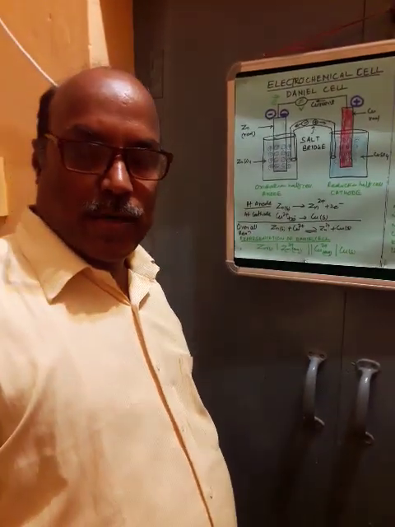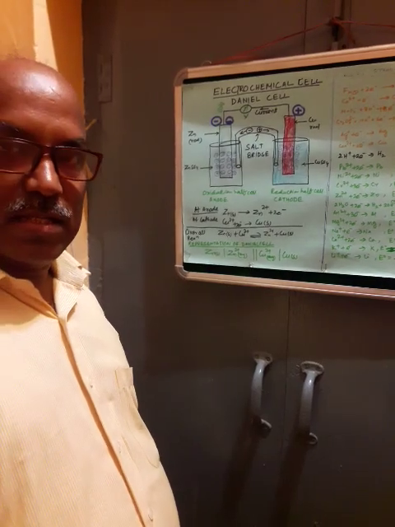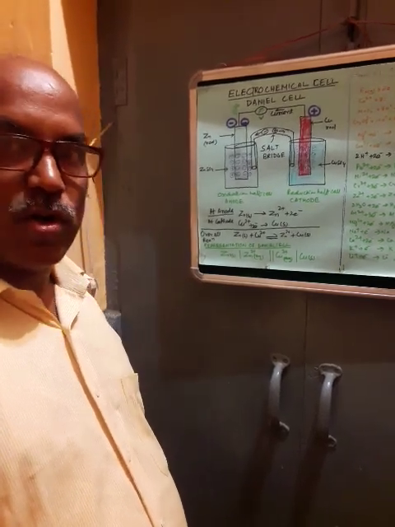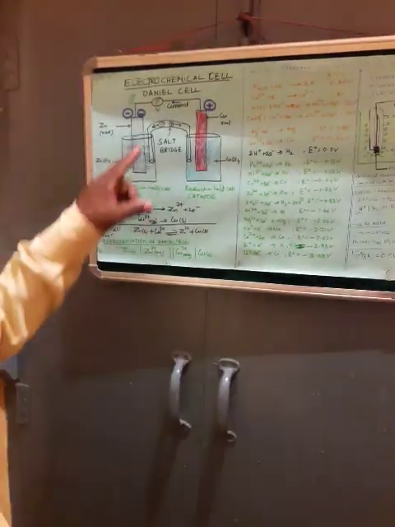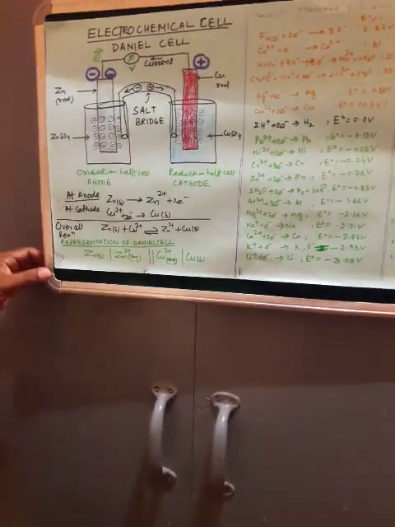Okay, students, today we will discuss the electrochemical cell. The first part of electrochemistry is the electrochemical cell. Here I have drawn a Daniell cell. It is also a type of electrochemical cell.